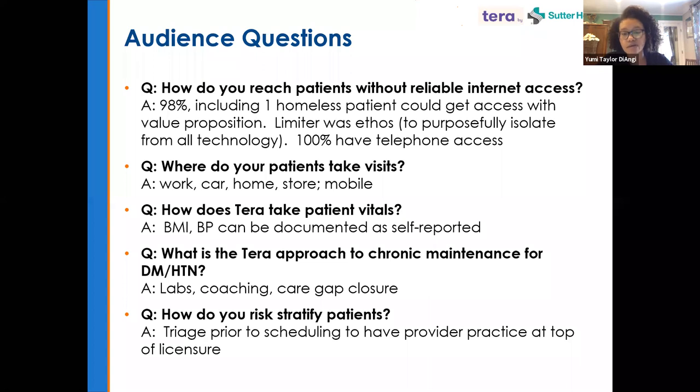In terms of scheduling video visits, I do think it's really helpful to have those patients triaged prior so that the provider's practicing at top of licensure and you're figuring out which patients are appropriate for a video visit versus another type of visit, perhaps in person. All right, next slide.